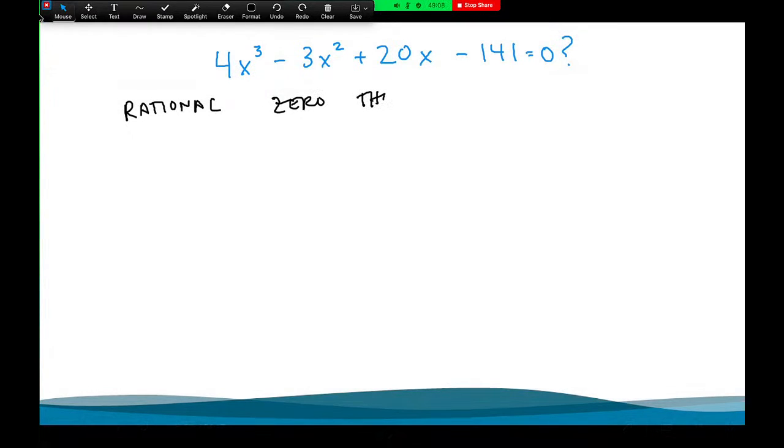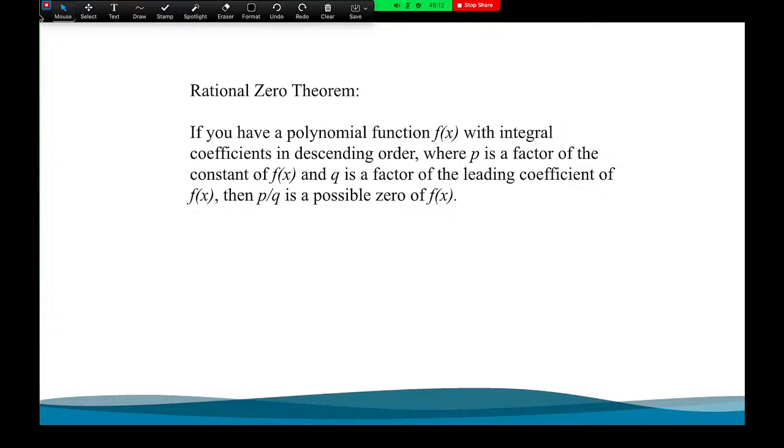So the rational zero theorem states that if you have a polynomial function like the one we were just looking at, we can write possible rational zeros of the function as p divided by q, where p is a factor of the constant of the function and q is a factor of the leading coefficient of the function. So once we know all the possible rational zeros, we can use synthetic division to solve the problem.